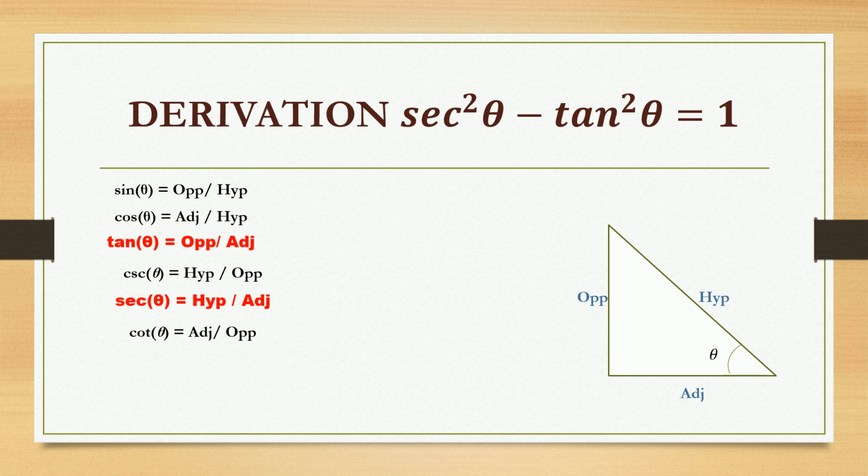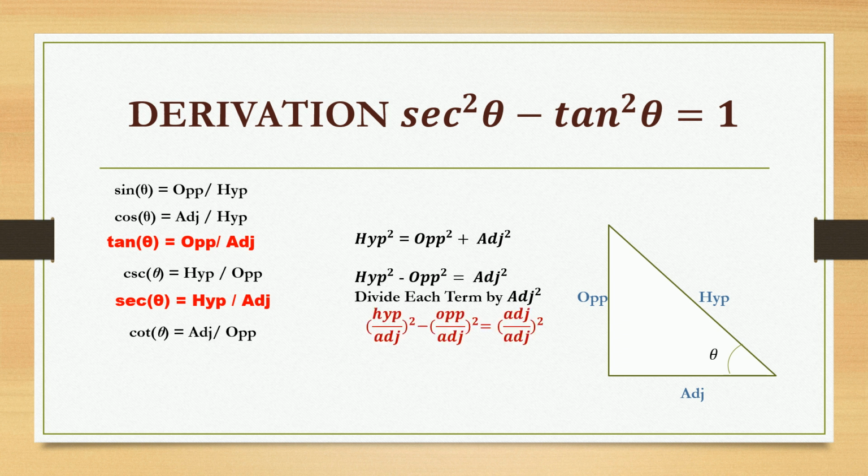Here also, you see, two definitions are marked with red color. Those two definitions alone, along with the Pythagoras theorem, which is hypotenuse squared is equal to opposite squared plus adjacent squared, which is converted conveniently, hypotenuse squared minus opposite squared is equal to adjacent squared, is used. What is on the right hand side is adjacent squared. We shall divide each and every term by the term which is on the right hand side. So what does it become?